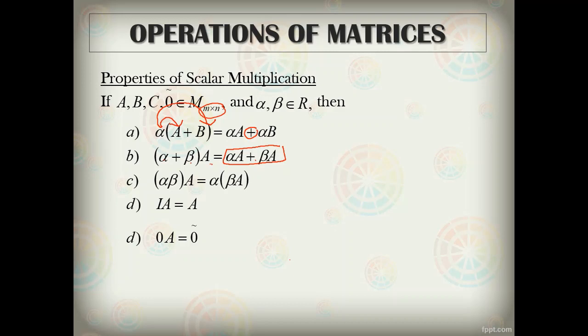When you have multiplication of two scalars times the matrix, that is equal to multiplying one of the scalars to A first, and after the product you multiply with the second scalar. Alright, so if you have the identity matrix, you multiply it with matrix A, that will give you matrix A again. And when you multiply A with a zero matrix, you get the zero matrix.